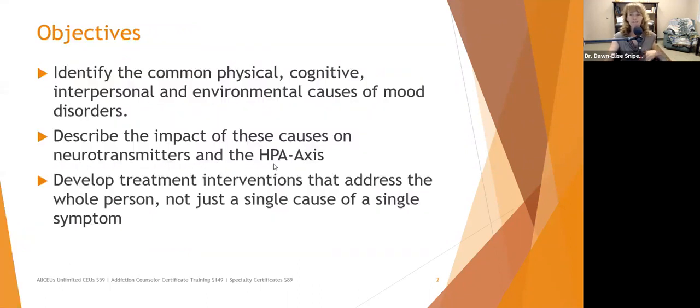We're going to identify the common physical, cognitive, interpersonal, and environmental causes of mood disorders, particularly today, but you're going to see how they interact with everything else. We'll describe the impact of these on neurotransmitters in the HPA axis and develop treatment interventions that address the whole person, not just a single cause of a single symptom.